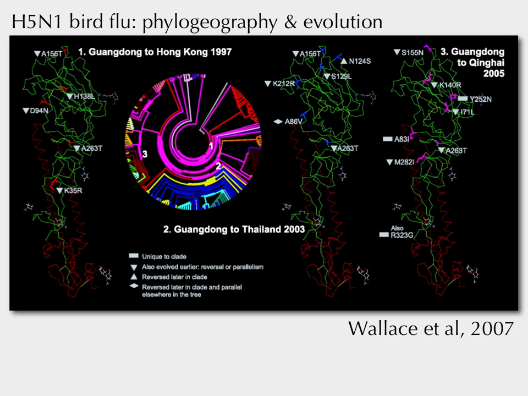We can also look at the sequence and find out what changed in the sequence to make it very infectious. So in the future we can look and say, oh, we see a flu evolving this way, watch out, it could sweep through the world again. So we can figure out evolutionary processes from that.